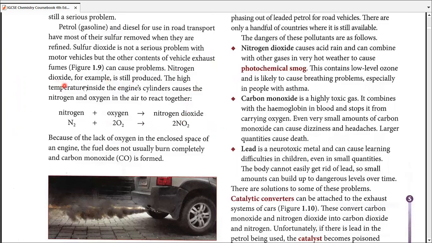To begin with, nitrogen dioxide is an example. It is still produced. How is it produced? Now, these lines are pretty important and have been a part of past papers. The high temperature and pressure, do mention pressure on top of it, inside the engine cylinder causes nitrogen and oxygen in the air to react together. And this forms this. Actually, to be honest, the reactions move like this.